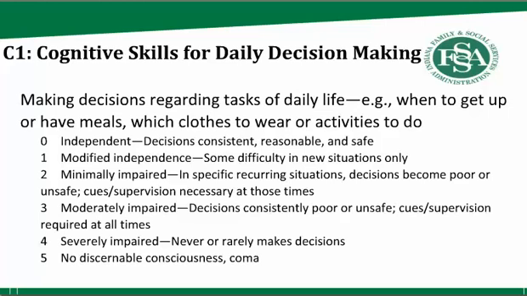Minimally impaired. In specific recurring situations, decisions can be poor and unsafe. An example of this would be the person forgets to turn off the stove after preparing a meal. So cues and supervision would be required at that specific time. So every time they cook, someone would tell them, please remember to turn off the stove.